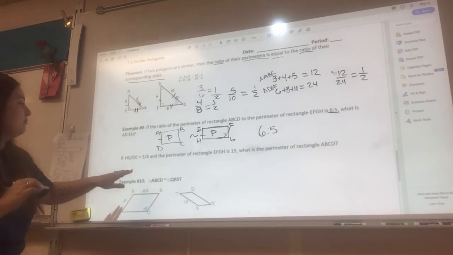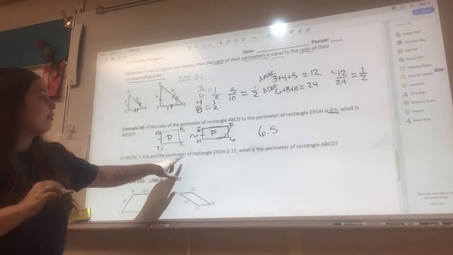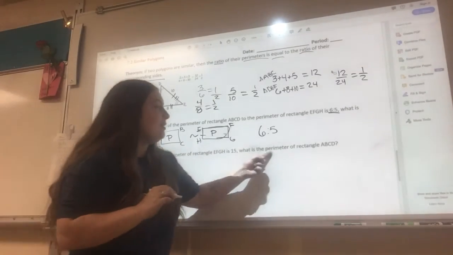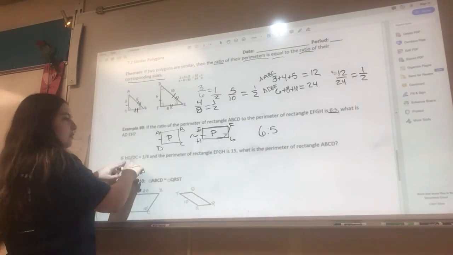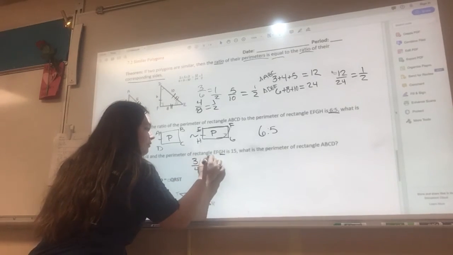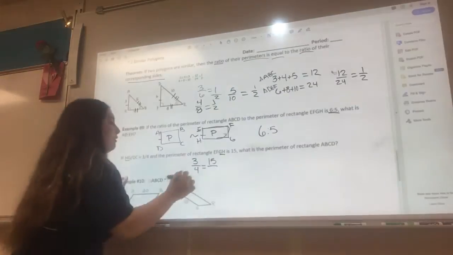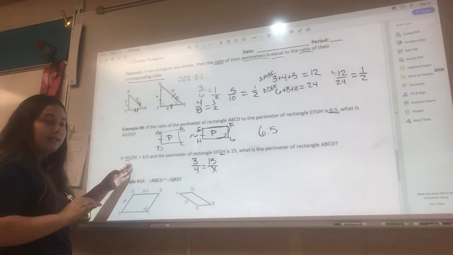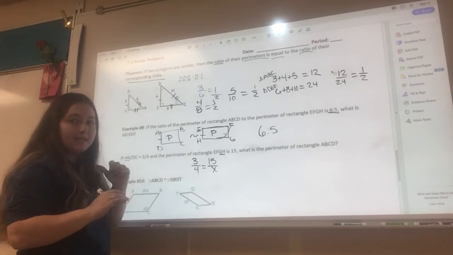So now consider if HD over DC has a ratio of 3 over 4, and the perimeter of the rectangle EFGH is 15. We can determine the perimeter of the rectangle ABCD. Well, HG correlates with this one, so that means 3 over 4 has to equal 15 over our unknown perimeter. So we just have another proportion. We knew the ratio of the side lengths, and we know one of the perimeters. We can determine the other perimeter because they have to have the same ratio.